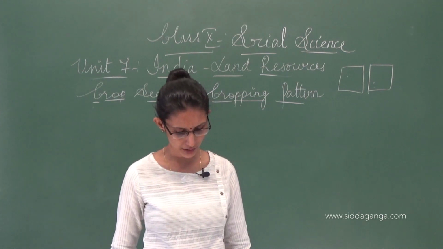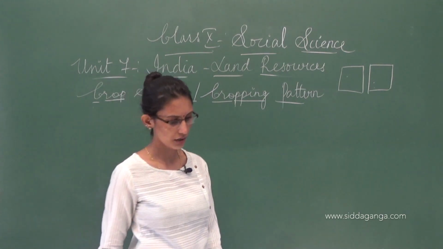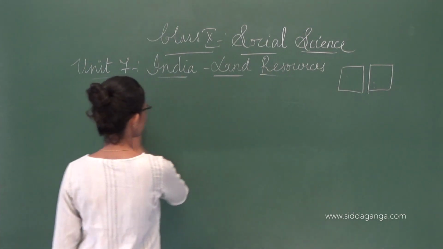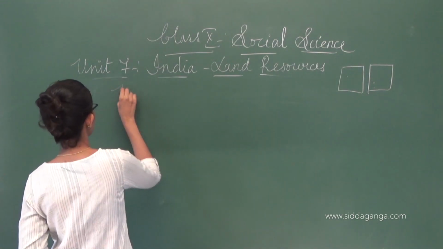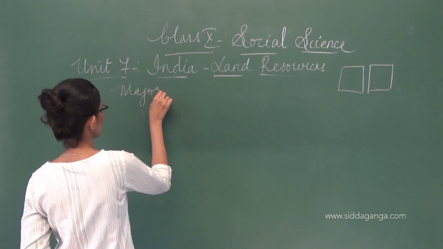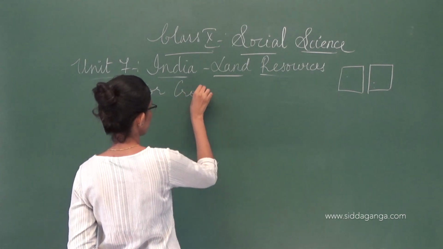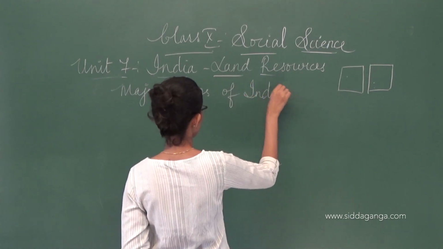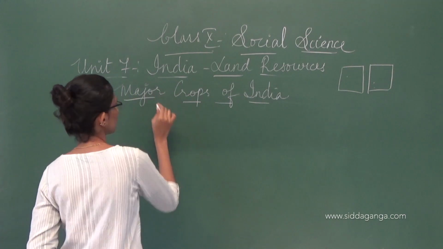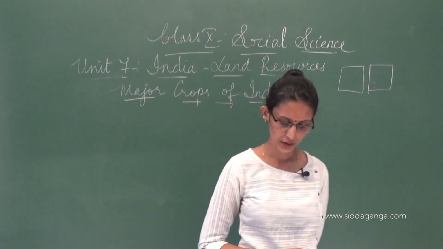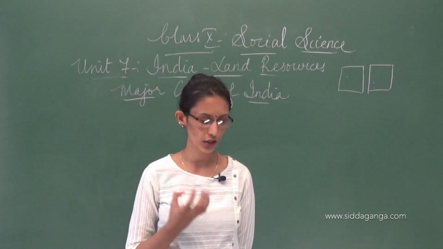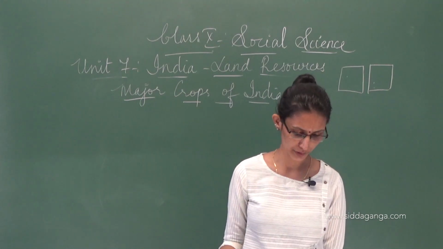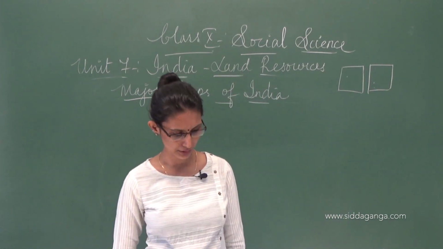Now next we'll see the major crops of India. Different parts of India have different kinds of food crops that are grown. Some are plantation, some are commercial, some are for oil and other purposes. We'll see food crops first.